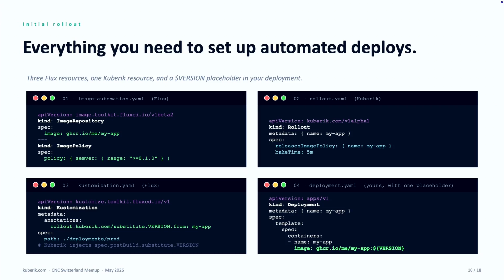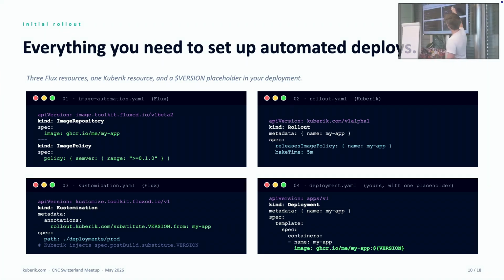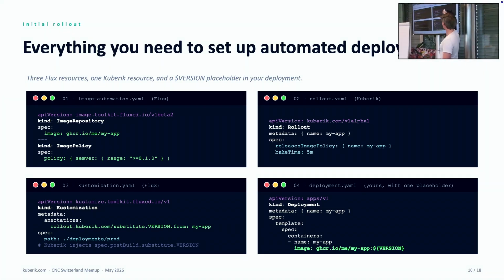So practically, what you need is just these 4 resources. You need a resource, this is coming from Flux, that just detects that there's a new release. Kuberik has a new custom resource that says how the upgrades are going to be managed. Basically just points to the version and specifies bake time. It can also specify a selector for health checks.